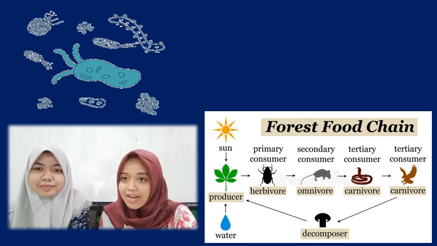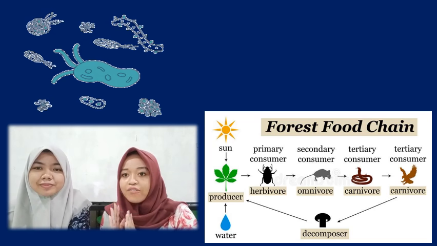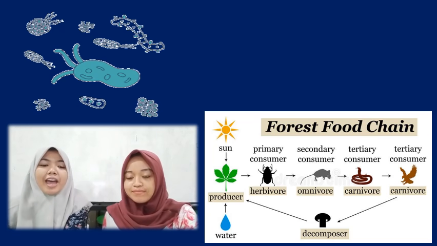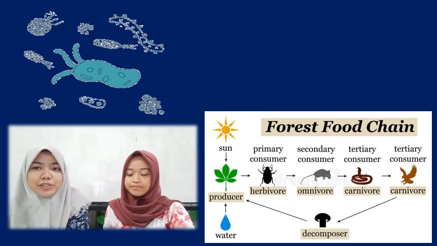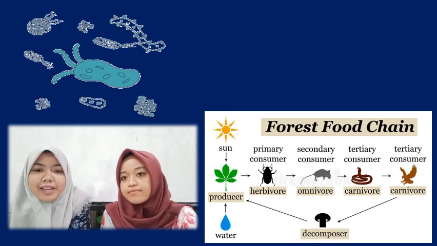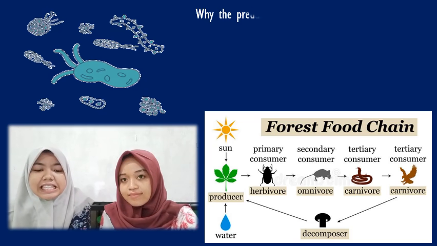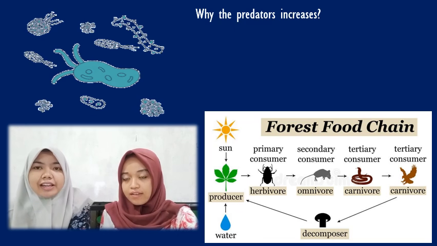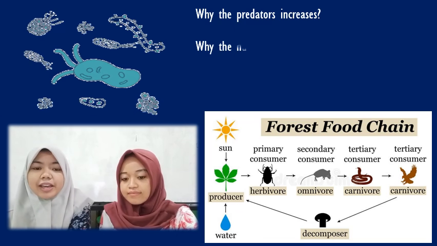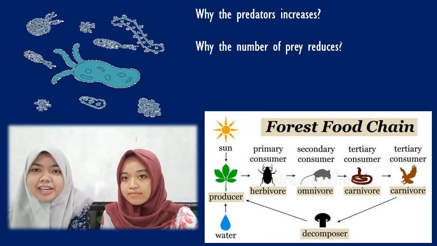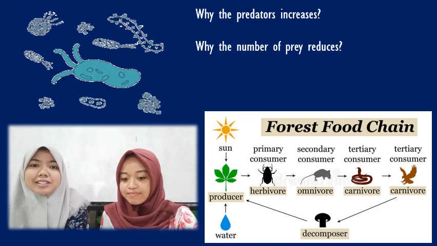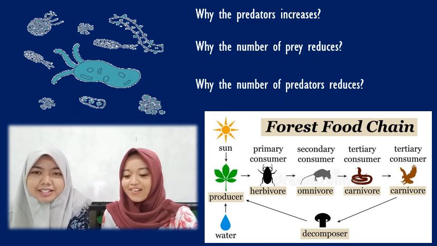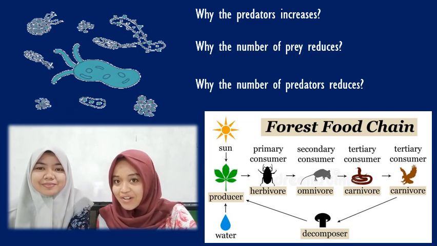Okay, understand? Now we have another question. Ma'am Betty? Okay. I will read the question. First, why do the predators in this food chain increase? And the second, why does the number of prey reduce? And the third, why does the number of predators reduce? Okay, let's answer together.